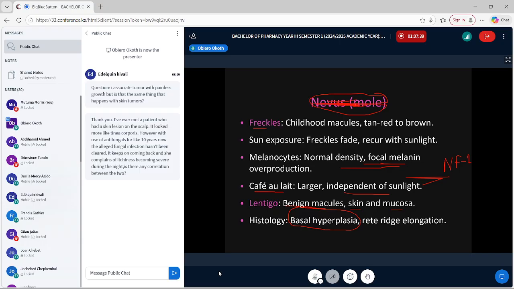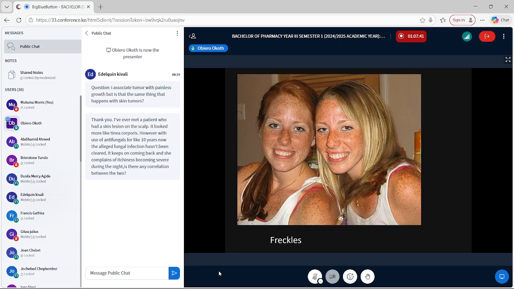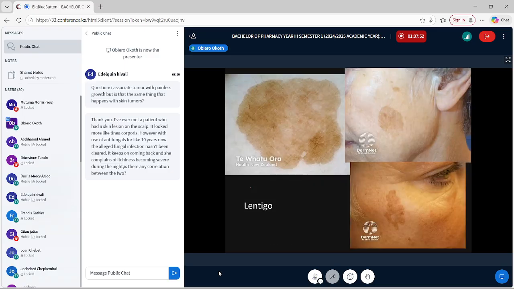We are coming to nevus. These are freckles and lentigo. These are freckles, very much related to redheads. Okay, this is a lentigo. You can see the sharp macule here. This is what we've done with what's called a dermatoscope.